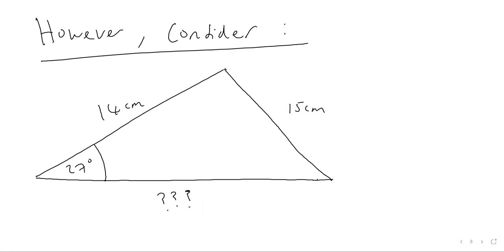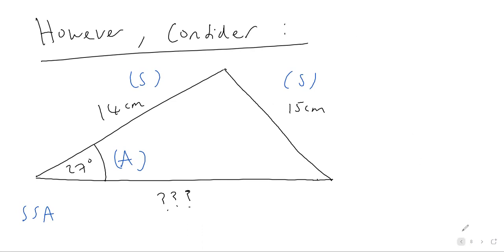So again, we've got the same setup. We've got an angle there. We've got a side next to it and a side next to it. So the profile of this triangle is side-side-angle. Again, how could we set this problem up? So we're going to use the cosine rule to work out this base again.